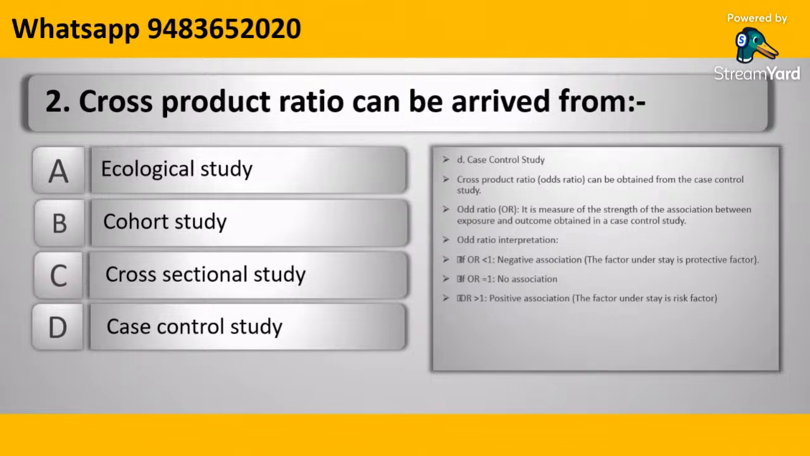Odds ratio is a measure of strength of association between exposure and outcome obtained in a case control study. If the odds ratio is less than 1, there is a negative association. If the odds ratio is equal to 1, there is no association. If the odds ratio is more than 1, there is a positive association.